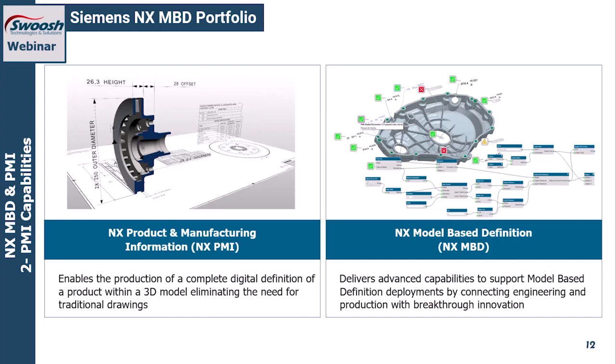Next, we'll take a look at the different capabilities within the model-based definition application. That is going to be things like the PMI advisor, building rules, reuse of rules from a reuse library to quickly apply the PMI to your parts here. And then the PMI advisor is going to be utilized to check the PMI and the model-based definition against standards that you're using to design your parts to.